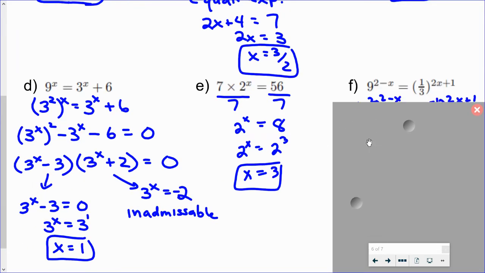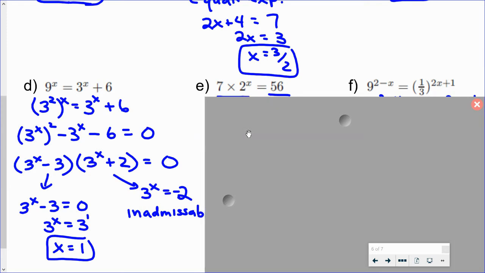Just going to bring this down, drag it a bit so that we're not so distracted. In this case, we can rewrite 9 to the x and 3 to the x as powers of base 3. So 9 is 3 squared. Remember that we can interchange those exponents. 3 squared to the x is the same as 3 to the x squared. And then I can see that I have 3 to the x squared minus 3 to the x minus 6. I brought everything over to the left side.